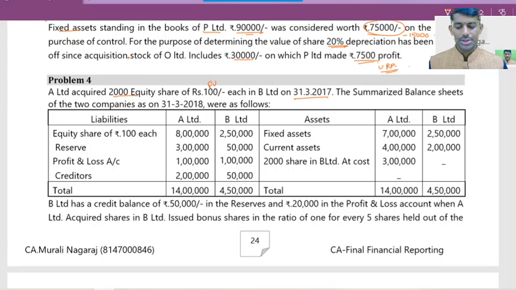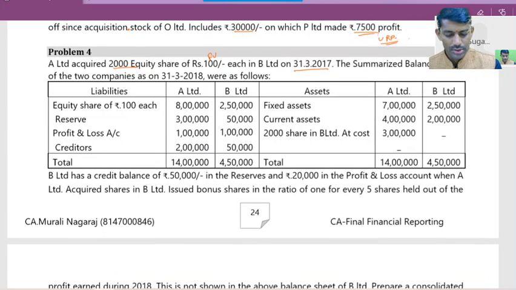The summarized balance sheets of the two companies as on 31st March 2018, that means after 1 year, were as follows. They have given equity shares of 8 lakh and 2,50,000. So this is our concern. Reserves and surplus consist of 3 lakh and 50,000.